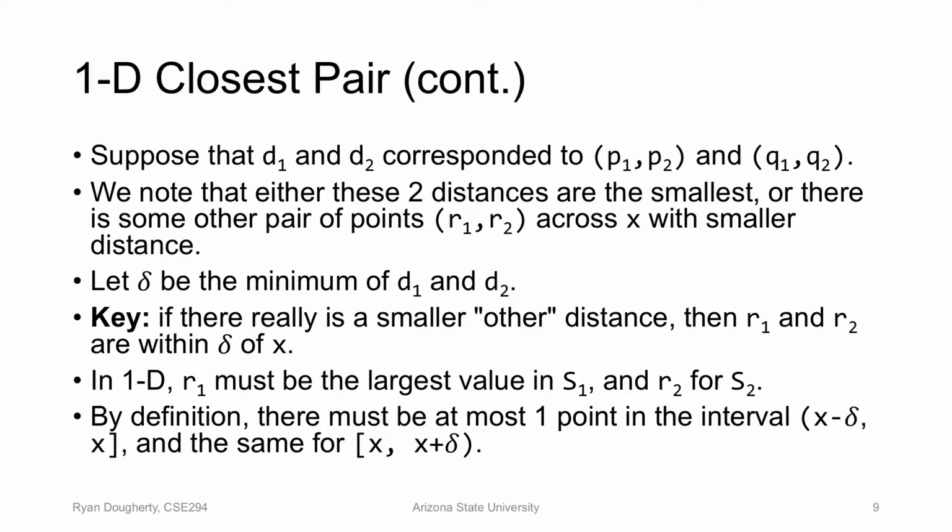And by definition, there must be at most 1 point, because if there was more than 1 point here, since this area is delta and it's one dimension, we would have caught it already. If there were 2 points in this x to delta interval, it has a distance less than delta, which means we would have caught it in the recursion, because they're both on one side. They're not on two sides. So there must be at most 1 point on either side. Okay? Anyone confused by that? Okay. So there may be 0, but there must be at most 1 point on either side.